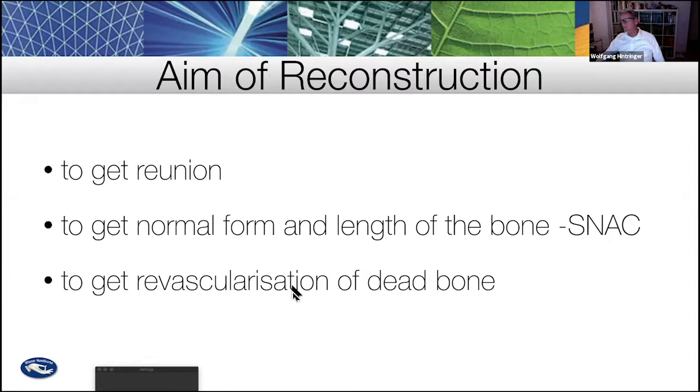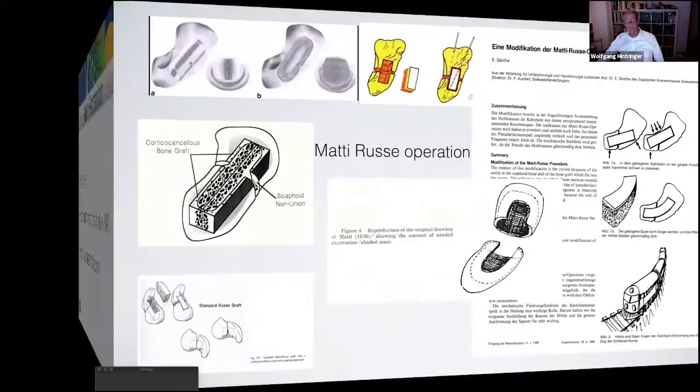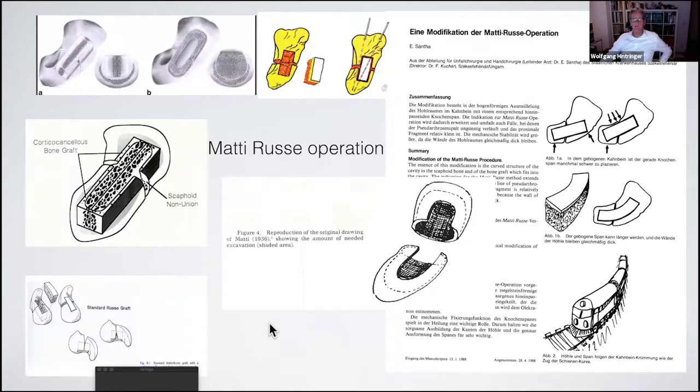So what is our aim of reconstruction? To get reunion, to get a normal form and length of the bone, and to get revascularization of the dead bone. So what did our old surgeons do when they had a non-union? I know not Matti, but Russe, because he's the father of a colleague of mine, and they invented, you know maybe, the Matti-Russe operation.